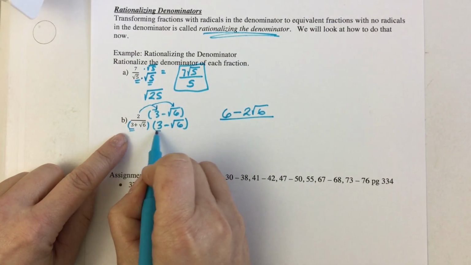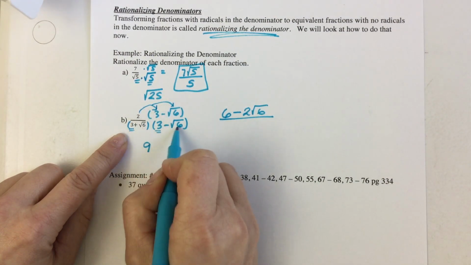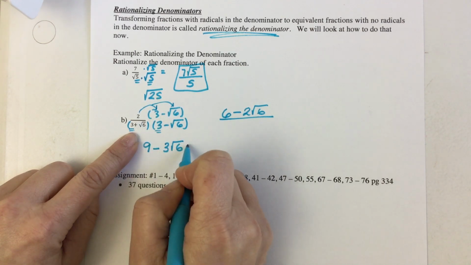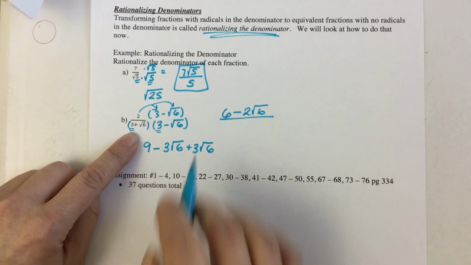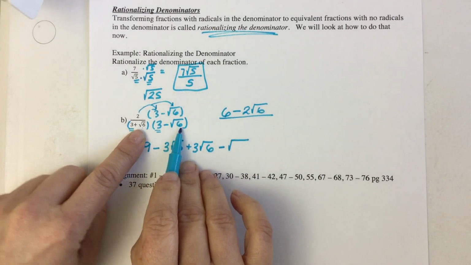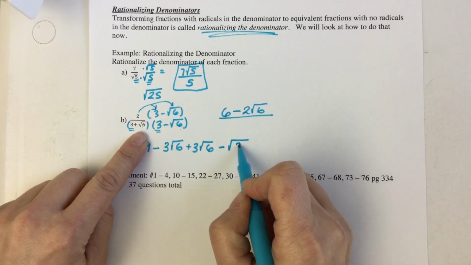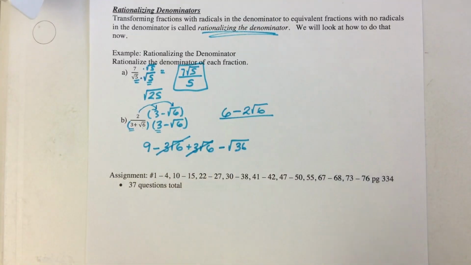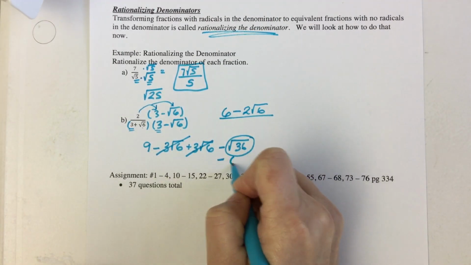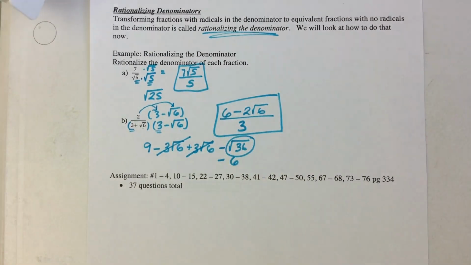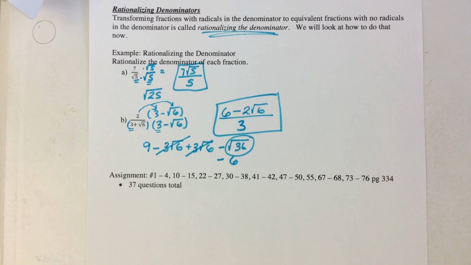Bottom, if I FOIL it, 3 times 3 is 9. 3 times a negative square root of 6 is negative 3 square roots of 6. Inside, 3 times the square root of 6 is a positive 3 square root of 6. Last, positive times a negative is a negative. Square root of 6 times the square root of 6, 6 times 6 is 36. Well, when I look at this, negative 3 square roots of 6, positive 3 square roots of 6, that cancels. Minus square root of 36 is perfect, so it's just a 6. 9 minus 6 is 3. You rationalized the denominator.